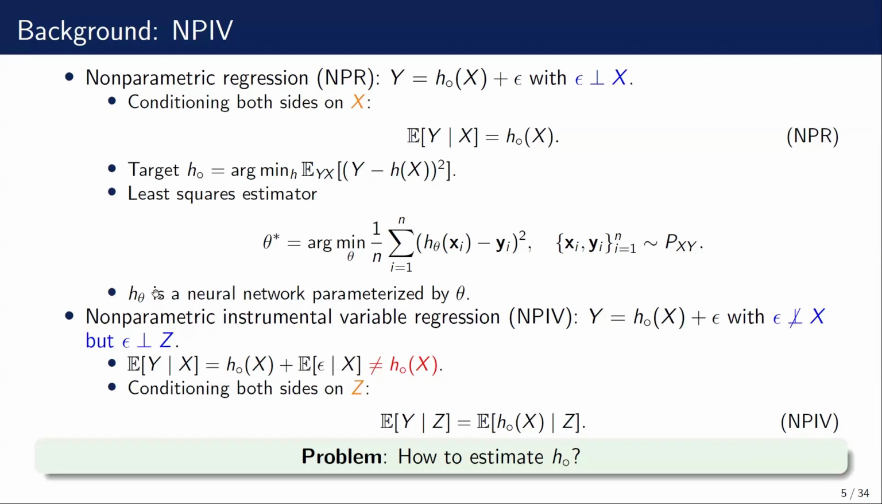So we have a neural network H zeta, and you find zeta star by solving this optimization problem when given access to IID samples from a joint distribution PXY. Okay, so this is something everyone in statistics would know.